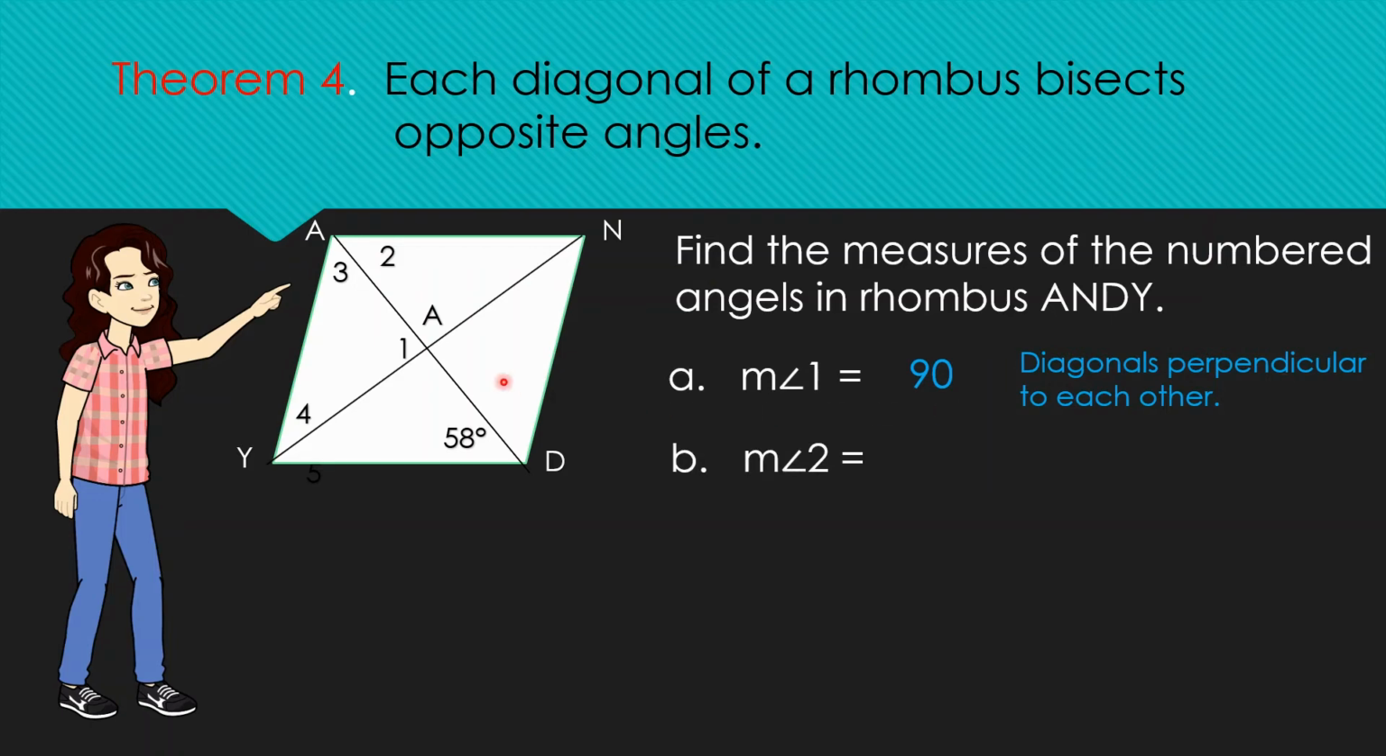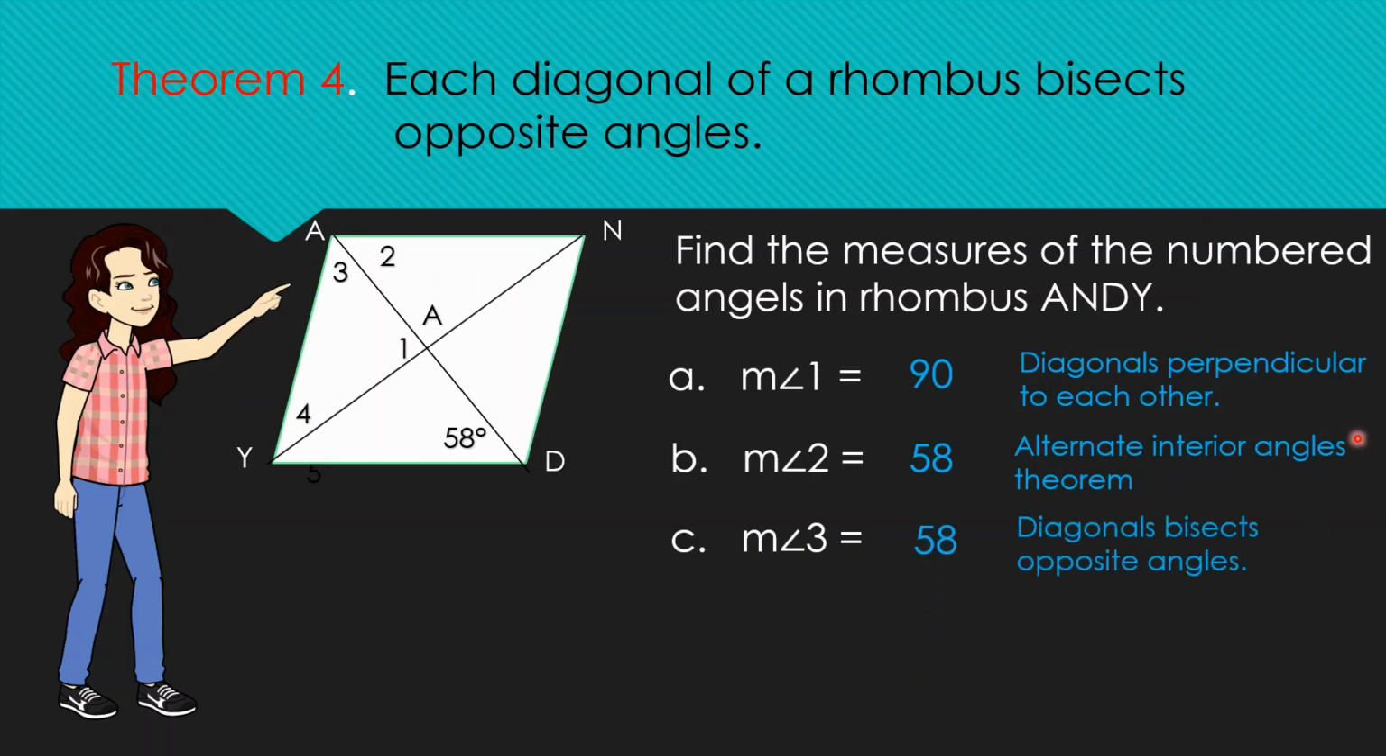So what is the measure of angle 2? This is angle 2. So angle 2 is 58. Why? Because of the alternate interior angles theorem. The alternate angle is 58 degrees, so they are congruent. So angle 2 is also 58. Then the measure of angle 3 is also 58. Why? Because diagonals bisect opposite angles. When we bisect, they are congruent. Angle 2 and angle 3 are congruent, so angle 3 is 58 degrees.